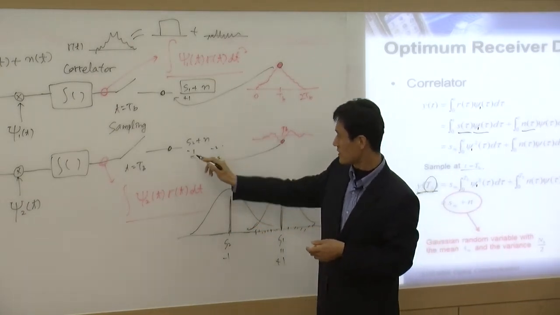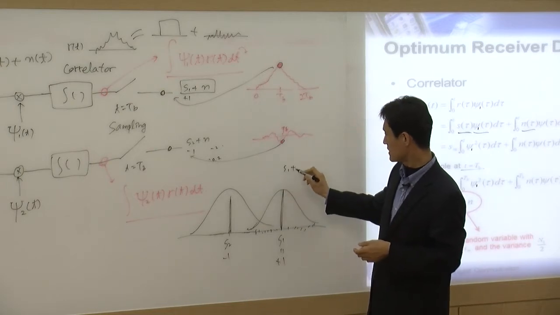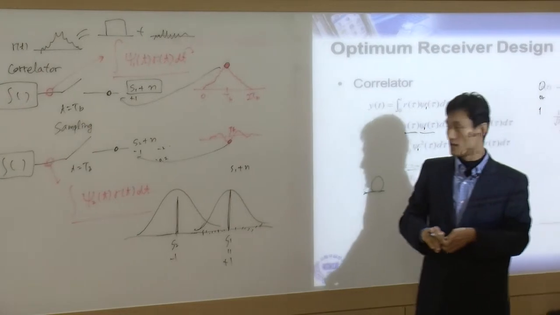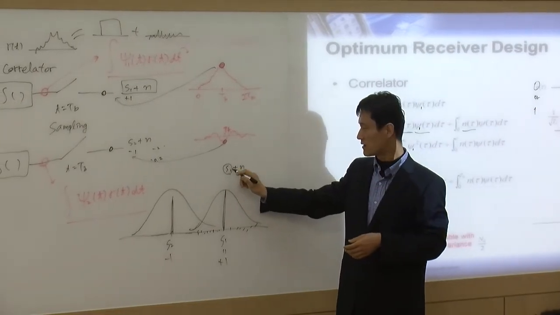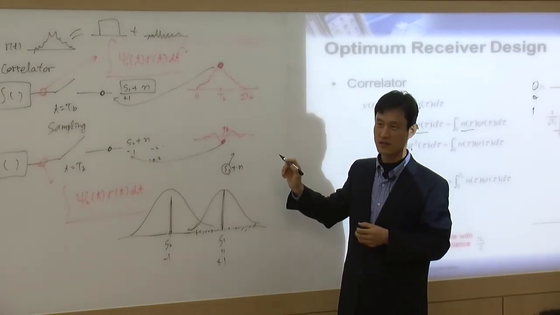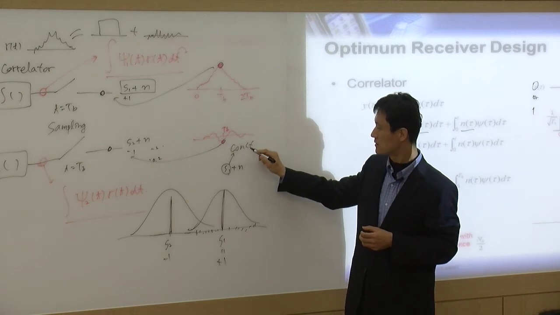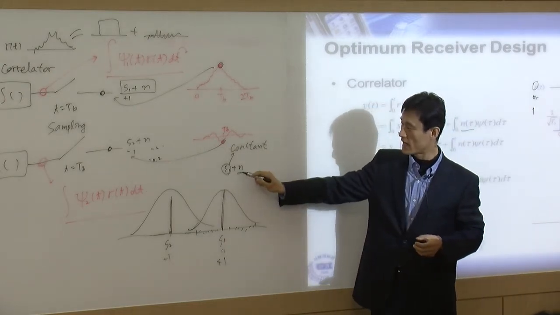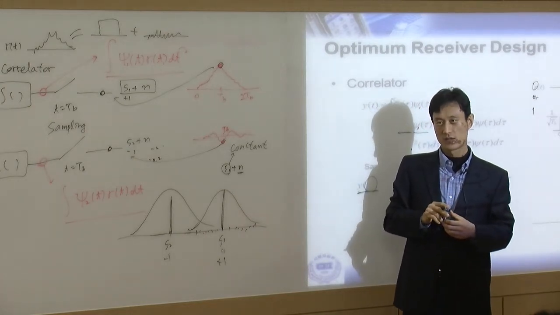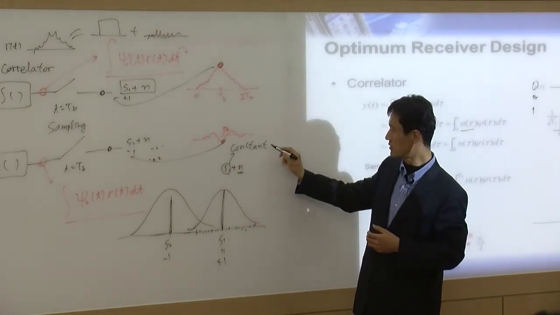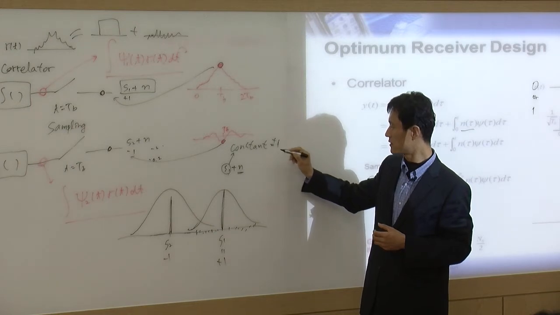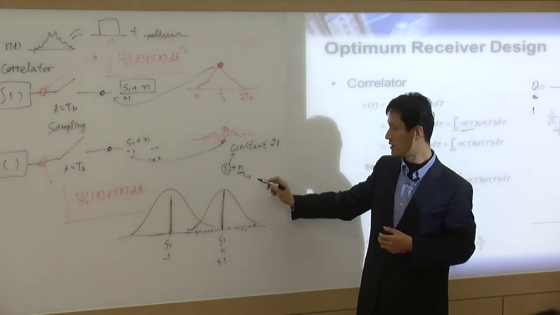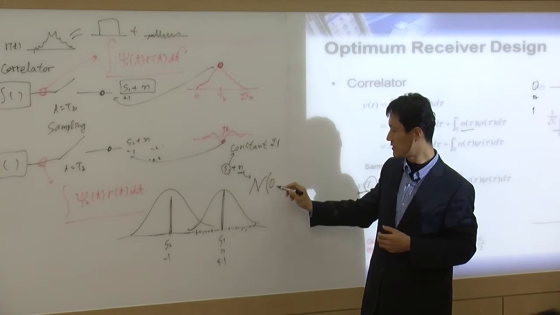So when you look at here, let's look at S1 plus n. We learned the random variable. In this case, S1 is a constant value. N is a Gaussian random variable. Let's say S1 is plus 1, and N is a random variable, and it's Gaussian.